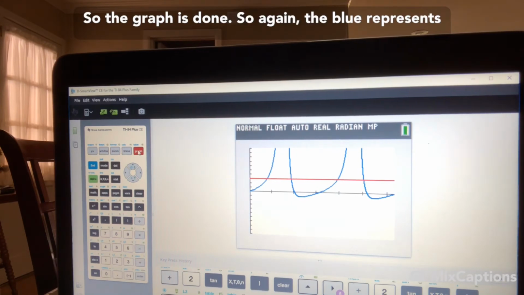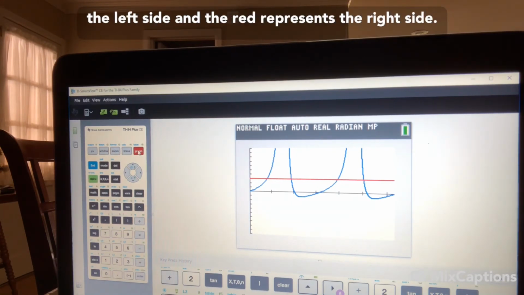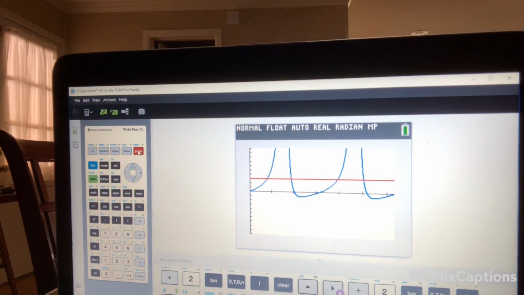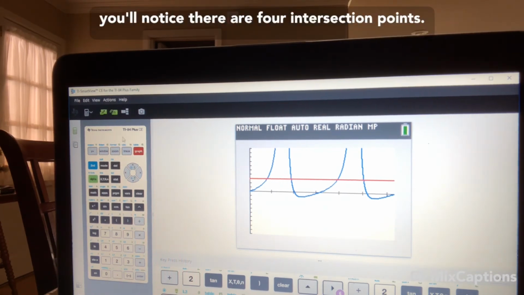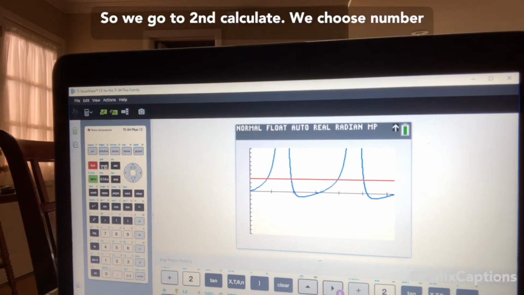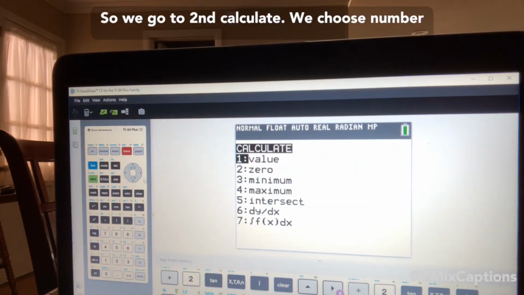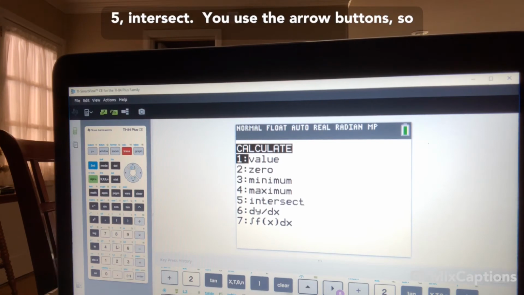So again, the blue represents the left side and the red represents the right side. So we are looking for intersection points. So you'll notice there are 4 intersection points. So we go to second, calculate. We choose number 5, intersect.